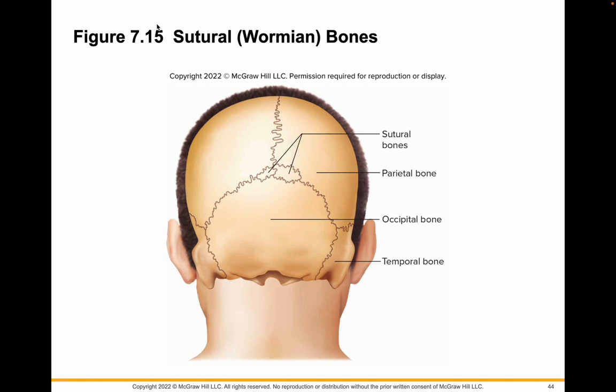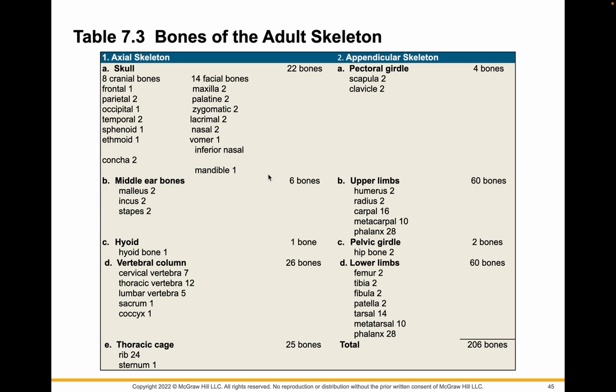All right, so this is what they're talking about, these sutural bones here. These shouldn't really be there, but it's not going to change anything, though technically this would be 2 extra bones. So here is kind of how it's organized. Here's your axial skeleton, and then here's your appendicular.